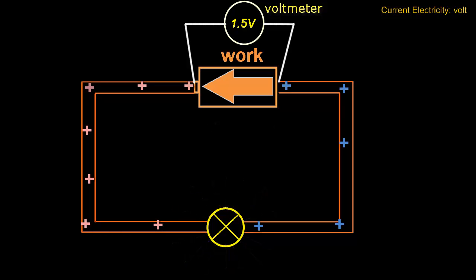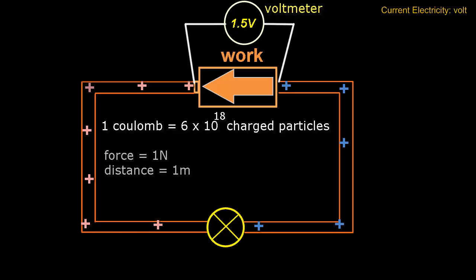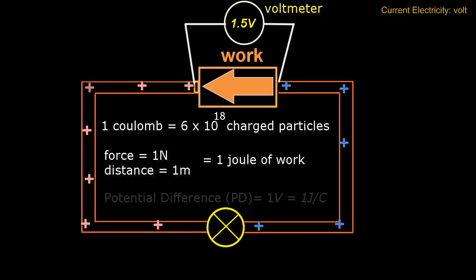But what is a volt? We measure charge in coulombs, which equals about 6 times 10 to the 18 charges. When we apply a force of 1 Newton and move the coulomb of charge 1 metre, we have a potential difference of 1 volt. So, a volt is the same as doing 1 joule of work on 1 coulomb of charge.